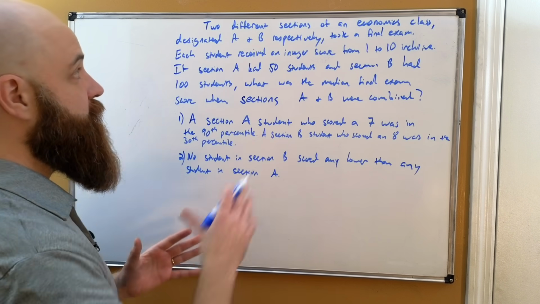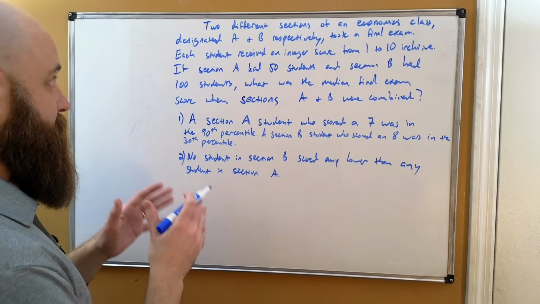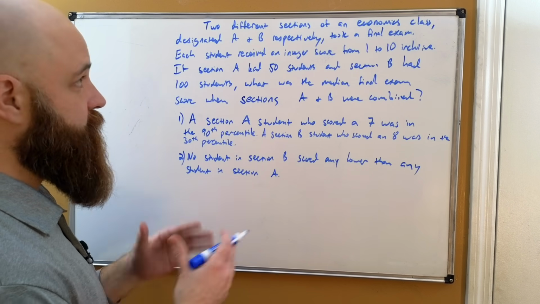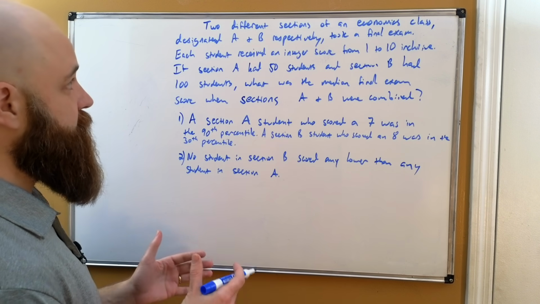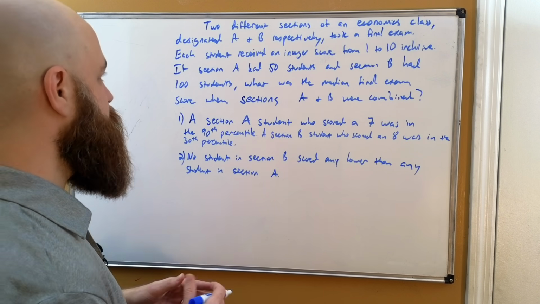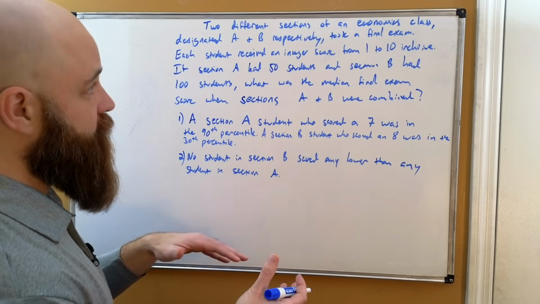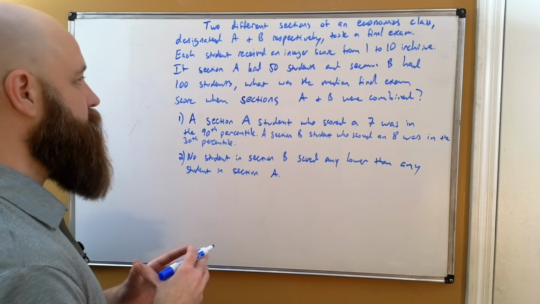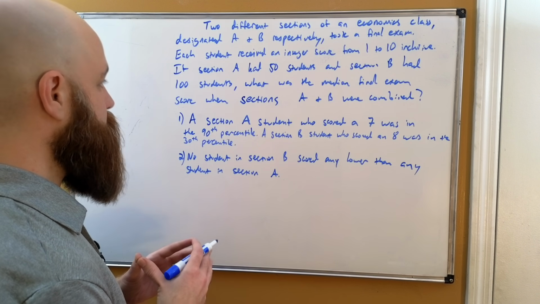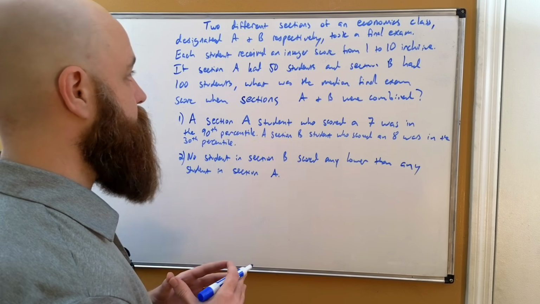All right, so 2 different sections of an economics class, designated A and B respectively, took a final exam. Each student received an integer score from 1 to 10 inclusive. If section A had 50 students and section B had 100 students, what was the median final exam score when sections A and B were combined?